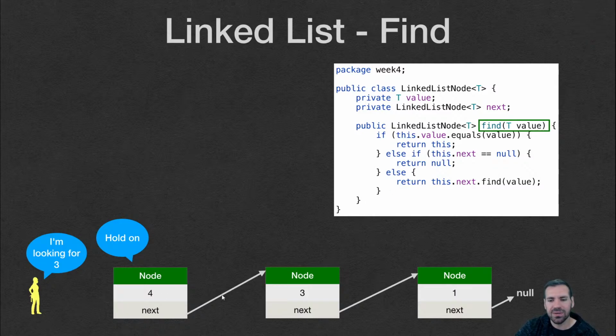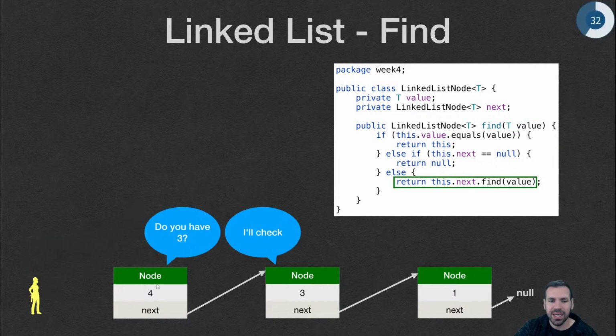Okay, so let's assume we have this linked list here, the one we've been working with, and we're looking for the value 3. We ask the head node. We always start our algorithms at the head node. We ask the head node, hey, I'm looking for the value 3. This node's going to say, okay, I don't have 3. My value is not 3. So this dot value dot equals value, which is 4 dot equals 3, is false.